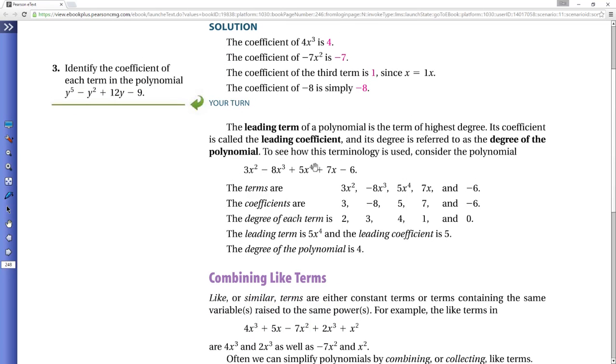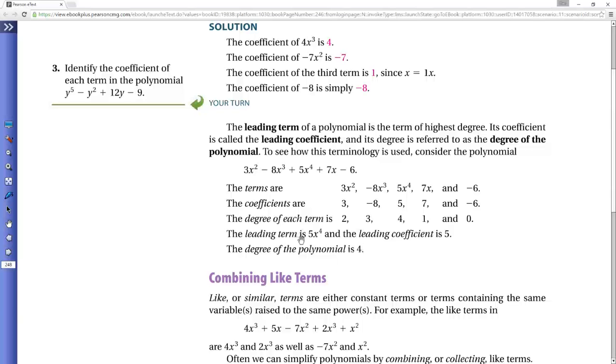Now they're going to talk about degrees of polynomials. If we took the degrees of each term here, notice that they represent the terms as if they're parts of an addition. We end up with these terms: 3x squared, negative 8x cubed, 5x to the fourth, 7x, and negative 6. The coefficients are listed here, and then the degree of each one of these terms is listed here. The leading term is 5x to the fourth, and the leading coefficient is 5. The degree of the polynomial is 4.